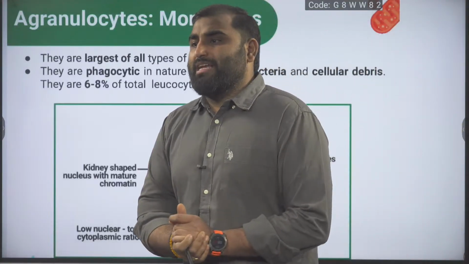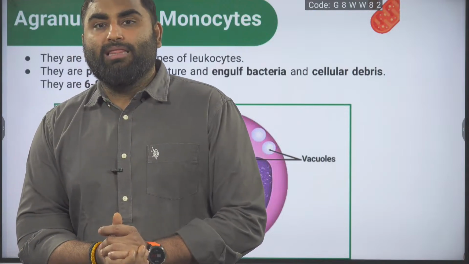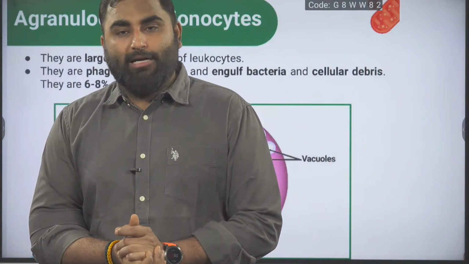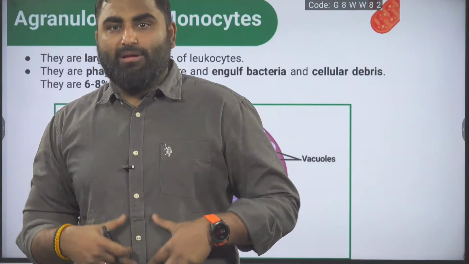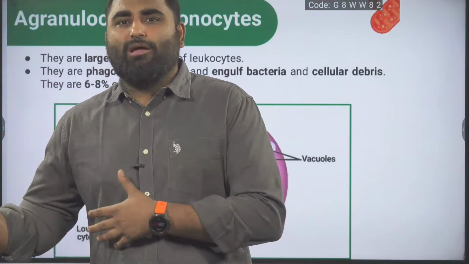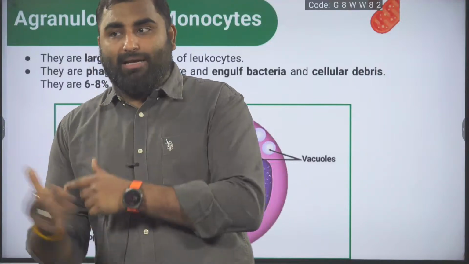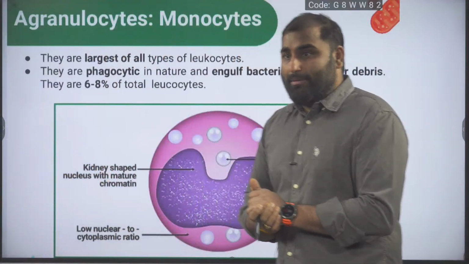So when worm infection happens, we need to take anti-helminthic tablets. Albendazole you might have heard. When any worm infection happens, eosinophil number increases, but eosinophil is not able to clear the worm infection. So we need to take anti-helminthic tablets like albendazole, which is available, right?